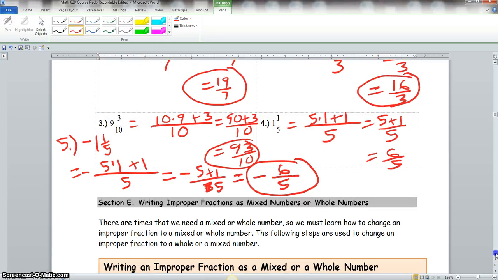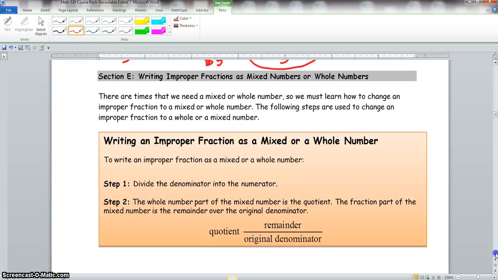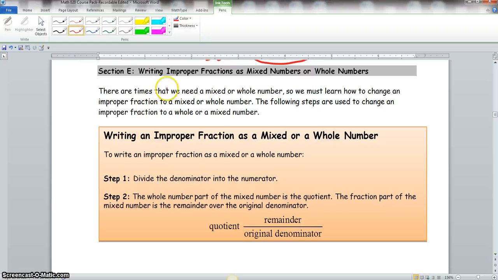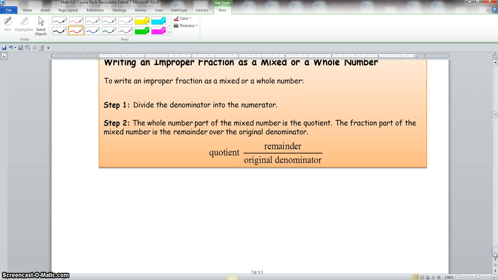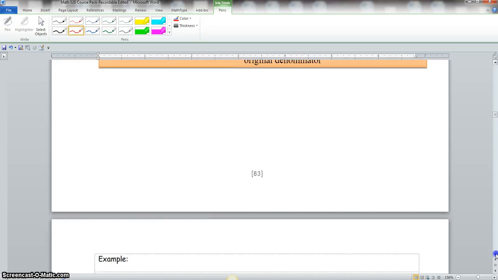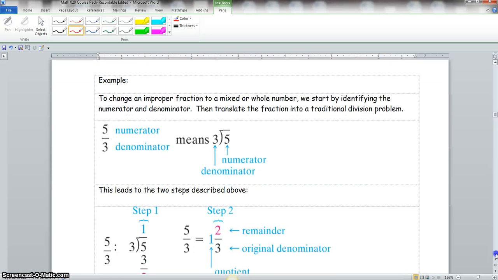Now, let's scroll down here. It says section E, write improper fractions as mixed numbers or whole numbers. Okay, the first one, step 1, divide the denominator into the numerator. Step 2, the whole number part of the mixed number is the quotient. The fraction part of the mixed number is the remainder over the original denominator. Now, I think you will understand this a little bit more when I actually do a problem. Let's scroll down here.